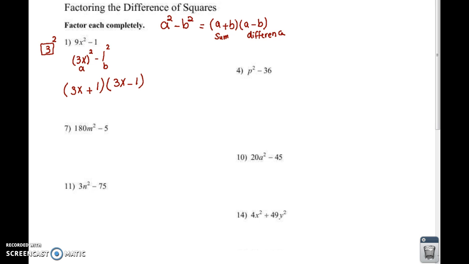Let's look at number 4. That's a way easy one. So you have p squared. Oh, now here's a small challenge. It's not a big deal. What base to the power 2 equals 36? 6. Because 6 squared is 36. Okay? So you have p squared minus 6 squared. So the sum of the bases times the difference of the bases.